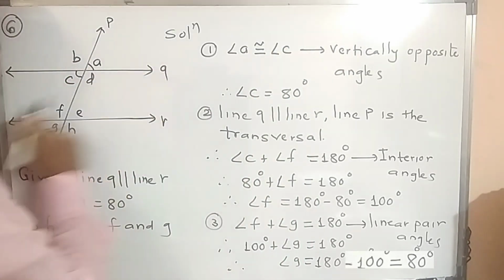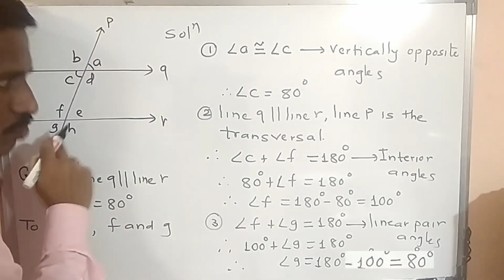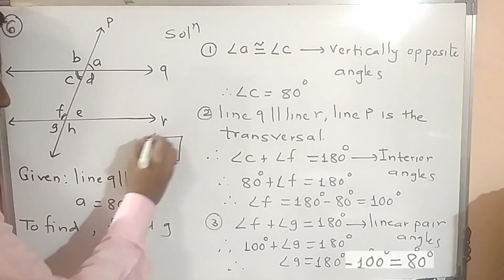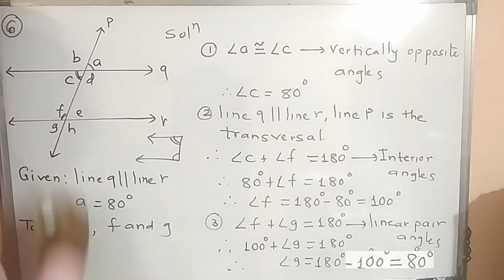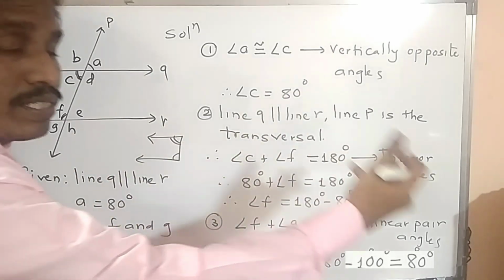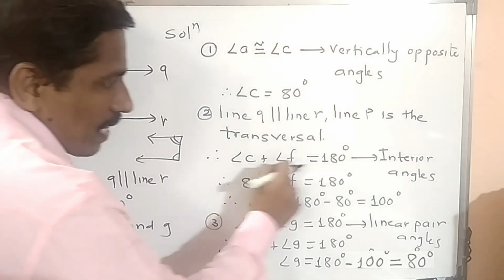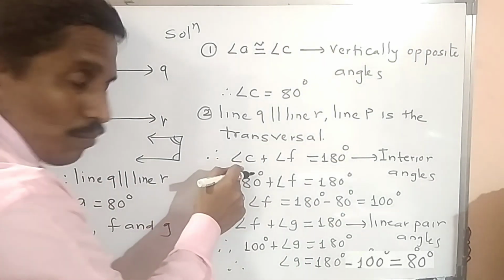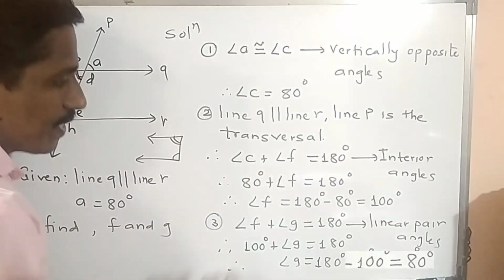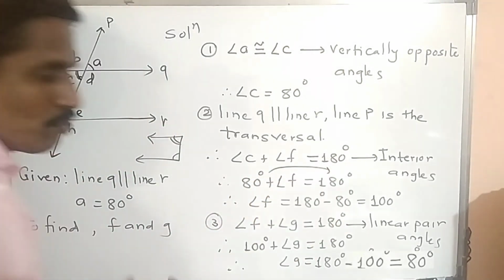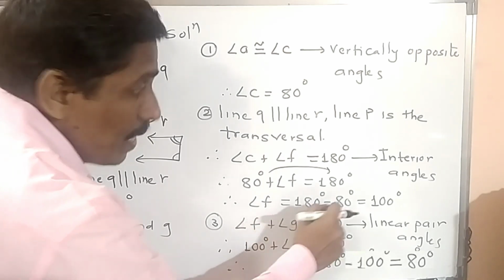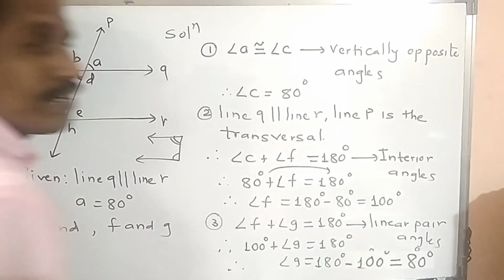Now, this line Q is parallel to line R and line P is the transversal. So, this angle C and angle F form a pair of interior angles, and we know that if lines are parallel, interior angles are supplementary, meaning their sum is 180 degrees. Angle C plus angle F is equal to 180 degrees. Substituting the value of angle C, that is 80 degrees, plus angle F is equal to 180 degrees. I will transfer this plus 80 to that side, so it becomes minus 80. Angle F is equal to 180 degrees minus 80 degrees, that is 100 degrees.